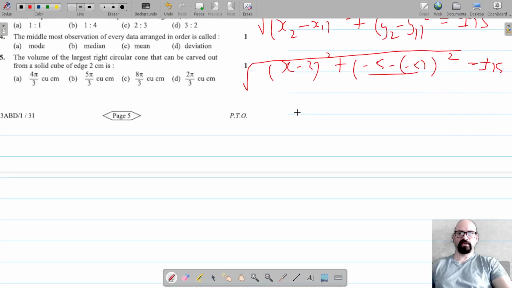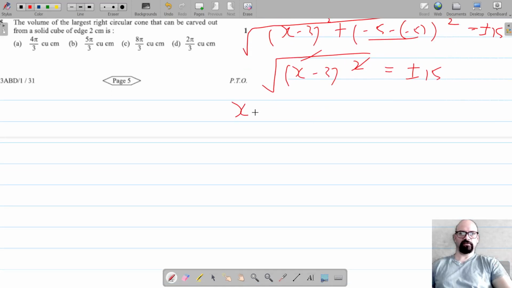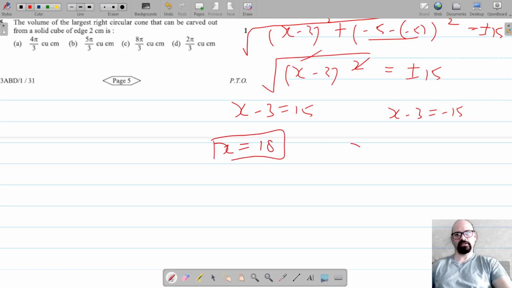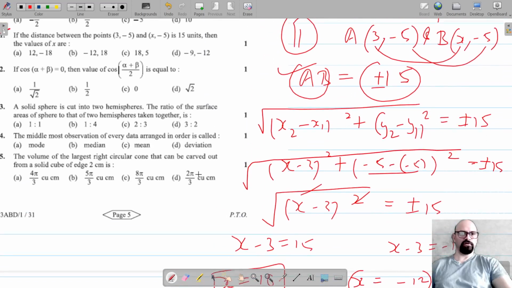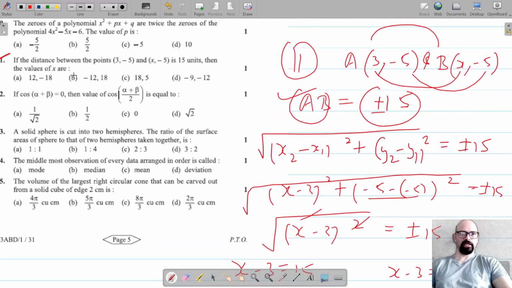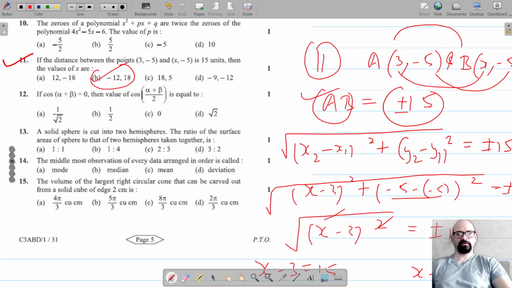So this is 0, and we are left with the square root of x minus 3 the whole square equal to plus minus 15. So this gets cancelled. So x minus 3 is equal to 15, or x minus 3 is equal to negative 15, which gives us x is equal to 18 and x is equal to minus 12. So minus 12 and 18 should be the option. This is our answer, that is B.